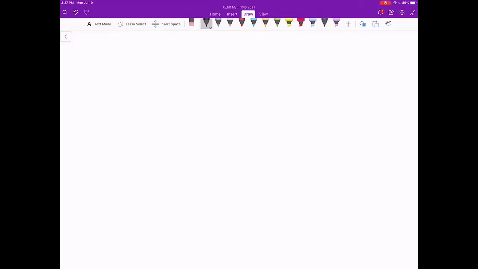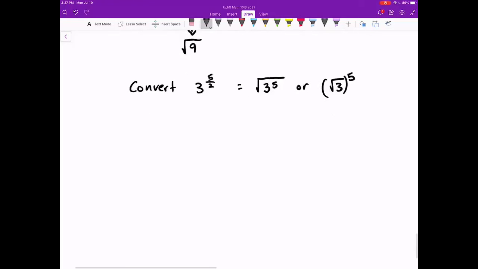And a thing to note is that when we write a radical sign, if we do not put a number as the index, you will always assume it's the number 2.